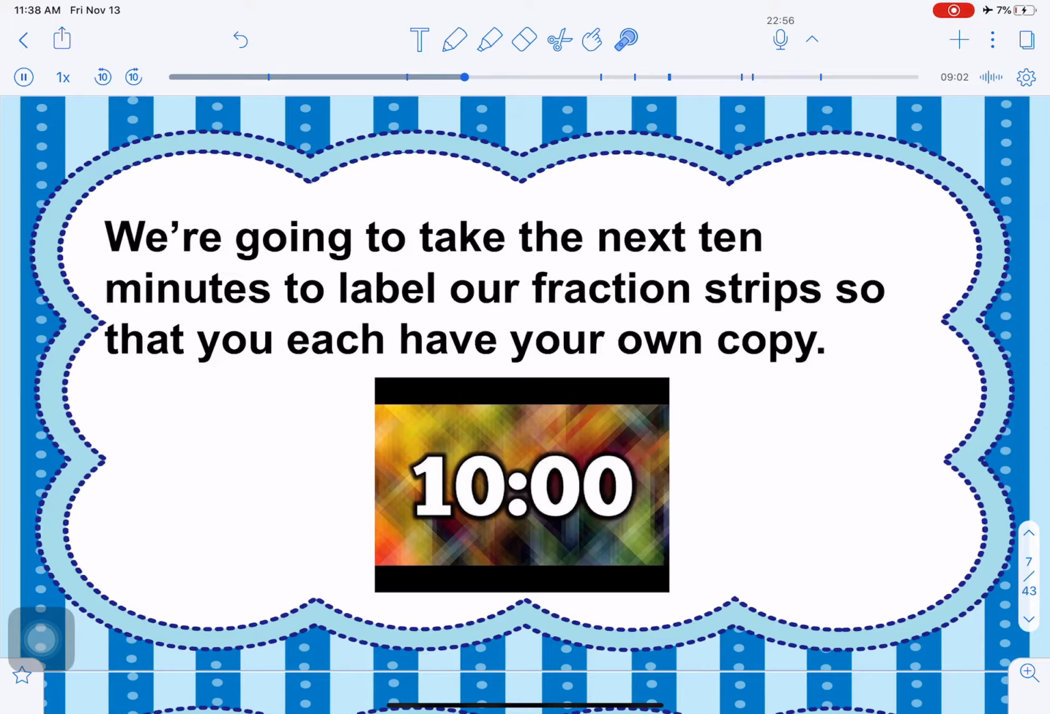So now you're gonna have about 10 minutes or so to go ahead and create your own fraction strips. You're going to use this information, the slide here with the fraction strips that are labeled and colored here, and you're going to label yours on your sheet of paper. If you have extra time, you're going to go ahead and color them in as well. Okay, so take about 10 minutes to complete this.